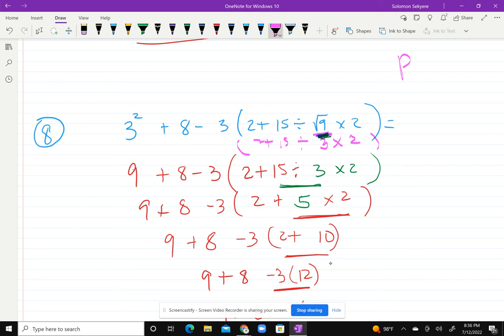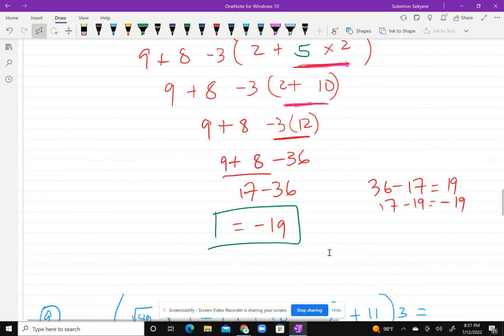Okay, multiplication, division, whichever comes first. So we have 15 divided by 3. 5. We write it, and then we write whatever is left. Still within the parenthesis, 5 times 2, which is 10. I get it? So we have 2 plus 10, which is what? 12.